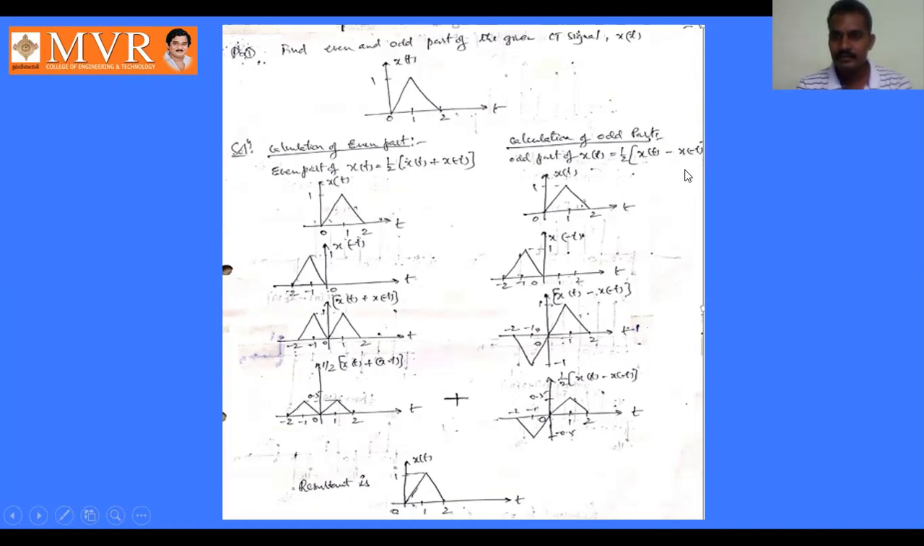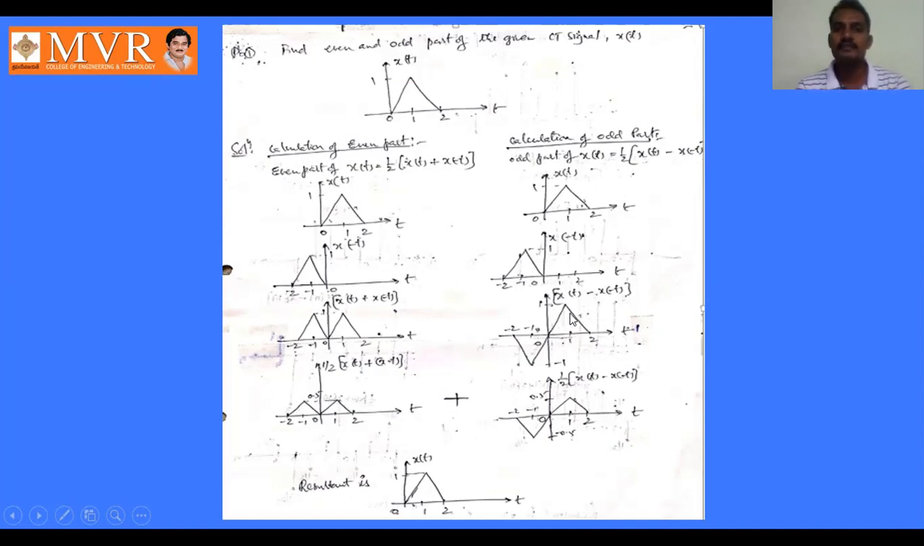So first of all, we will find out the mirror image of x of t. This is a mirror image of x of t, and after that it will be subtracted from x of t. So this is x of t and this is x of minus t. Minus of x of minus t is the inverted version of x of minus t, and this is x of t. And this will be halved.